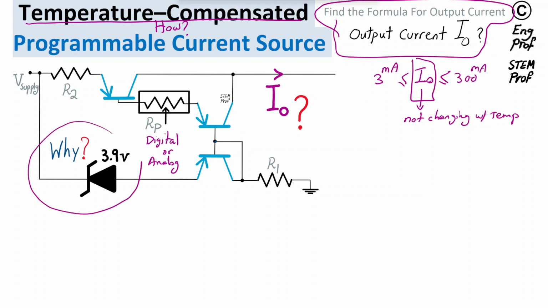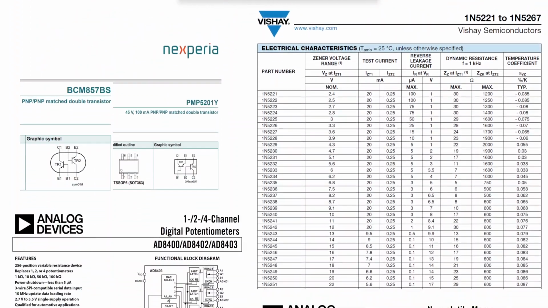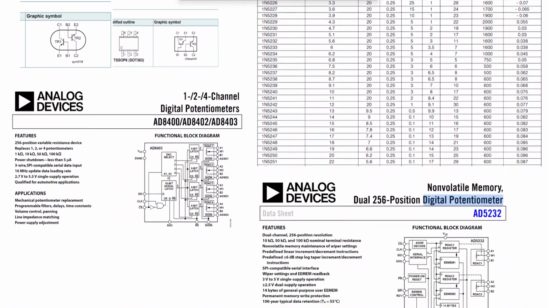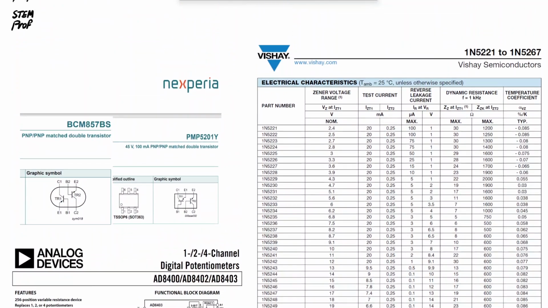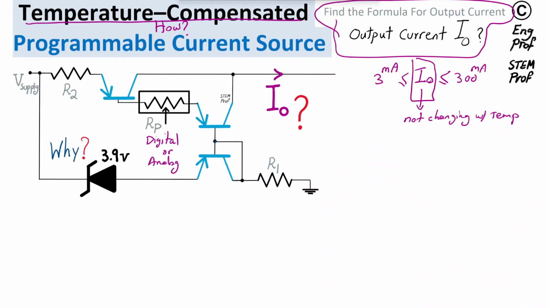And finally, why are we selecting a 3.9 volt Zener diode? So throughout this video, I'll talk about how the circuit works and also the proper selection, or potential choices, for the circuit parameters.